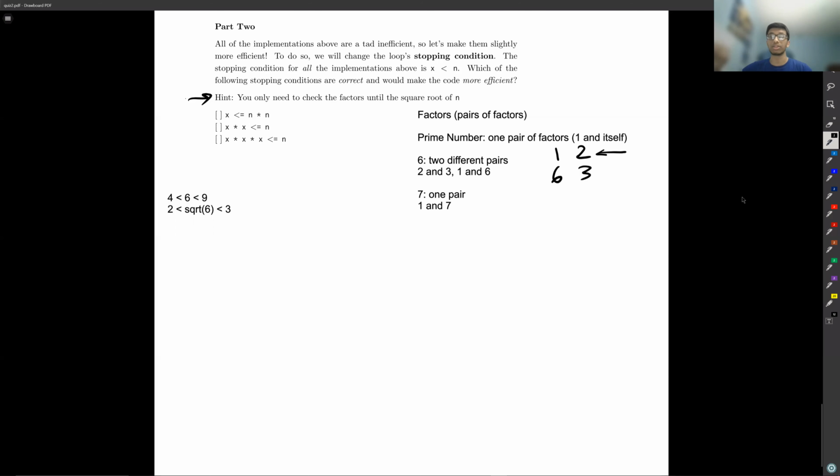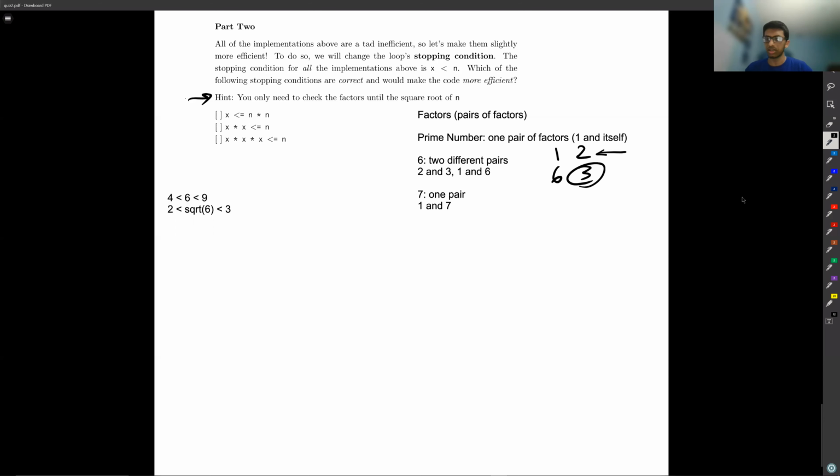Now, we don't care what that other number is. We don't care what the other factor is. The very fact that 6 is divisible by 2 means that we've already checked this 3. We've already checked the other factor in the pair. And we can generalize this, right?